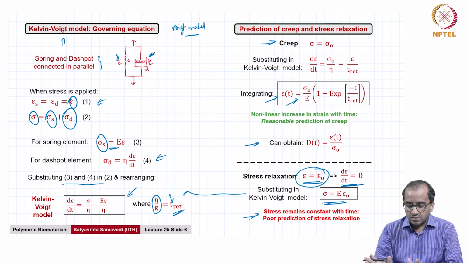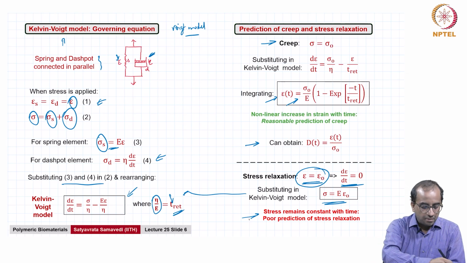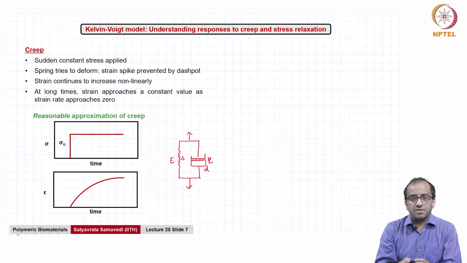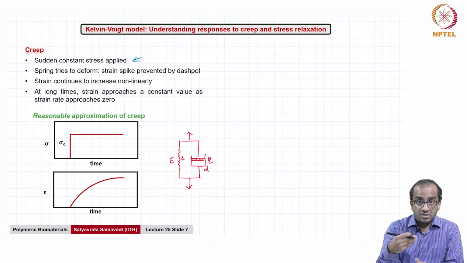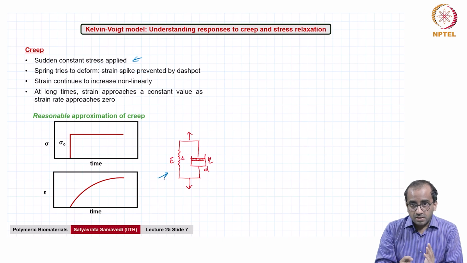Again, that is just looking at the equations. Can we now more intuitively understand the physics of it by looking at the plots themselves? Again, just as we did with the Maxwell model. Now if you subject the Kelvin-Voigt model to creep, where a sudden constant stress is applied, remember, they are connected in parallel, the spring and dashpot. Essentially, that is the main difference. So you take the same spring and dashpot in both Maxwell and Kelvin-Voigt. The way they are connected makes all the difference in the responses.